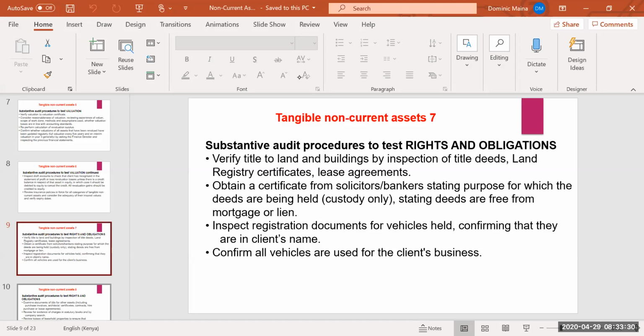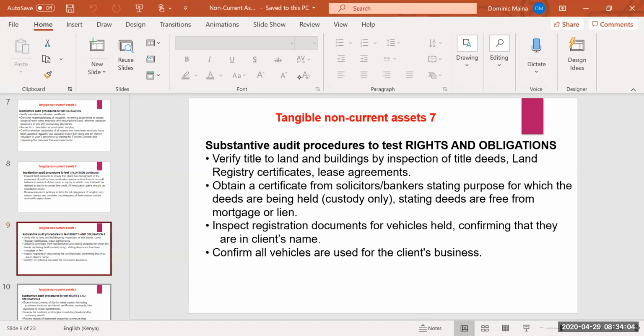If it is a motor vehicle, for example, we would want to know the documents that you used when registering this particular motor vehicle. Provide for us the logbook. So you're going to be asking for the legal ownership documentation that the company ought to have if they truly do own that particular asset. So the first point is simply to verify the title of plant, buildings, and land by inspecting title deeds and land registry certificates.